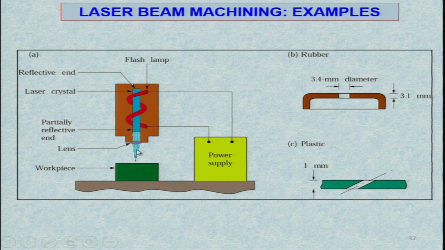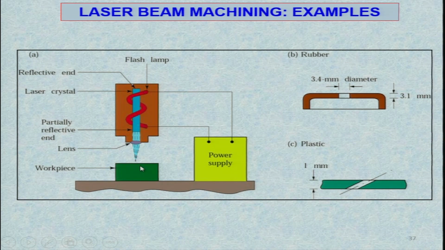This is the laser beam setup, which consists of a reflective end of the crystal. This is the laser crystal. This is the partially reflective end of the laser crystal through which the laser beam is coming out, and here is the lens. Lens is concentrating and focusing the laser beam at a particular location on the workpiece. The workpiece is there. Here there is no condition that workpiece should be electrically conductive or non-conductive and so on. And here is the power supply for producing the laser beam.